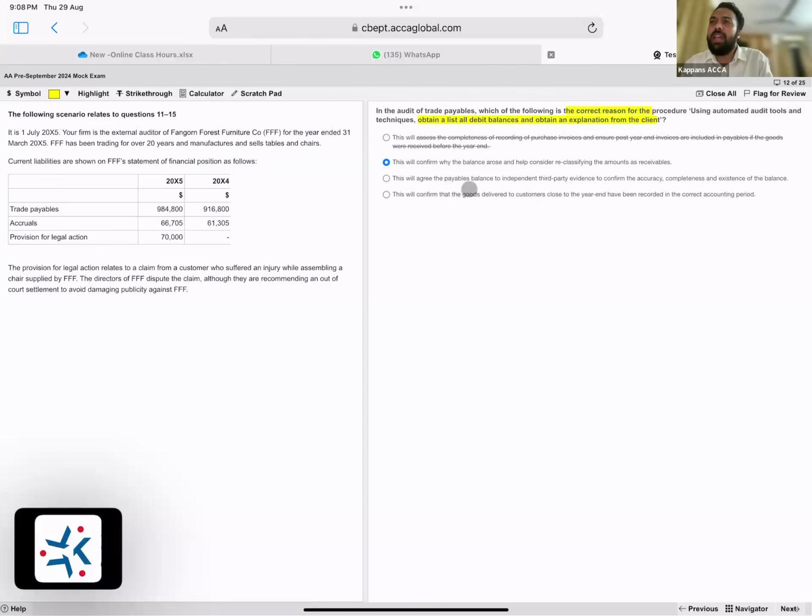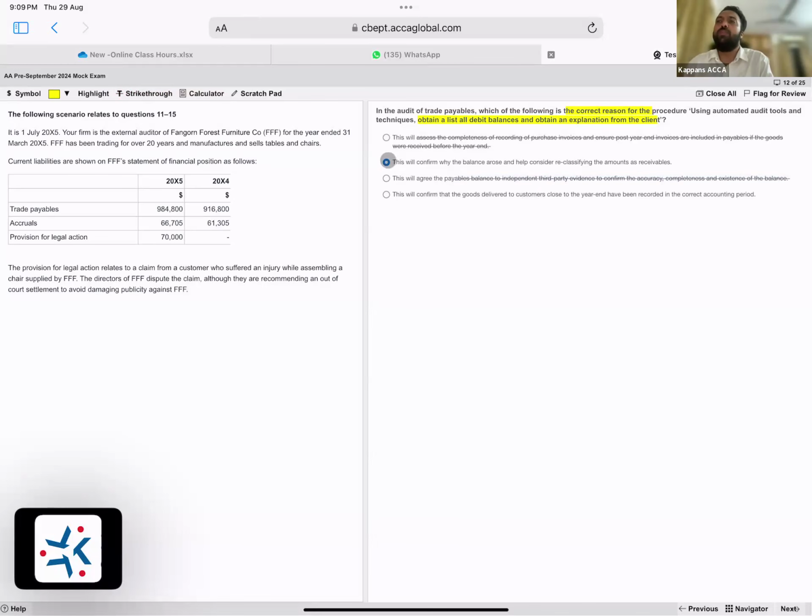This will agree the payable balance to independent third-party evidence to confirm accuracy, completeness, and existence. Absolutely no. That is obtaining external confirmation, not obtaining a list of debit balances. So that is wrong. The D, this will confirm goods delivered to customers close to the event have been recorded in the correct accounting period. No.